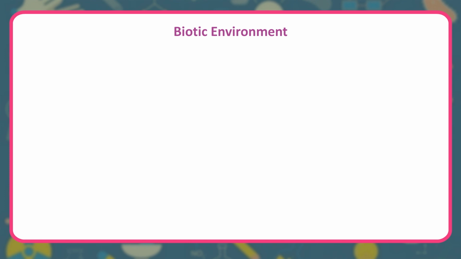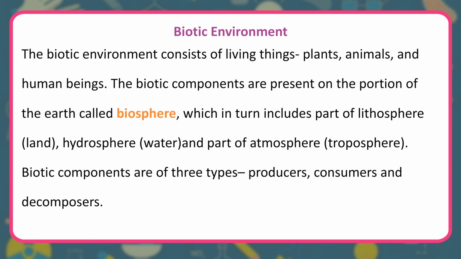Biotic environment. The biotic environment consists of living things: plants, animals, and human beings. The biotic components are present on the portion of the earth called biosphere, which in turn includes part of lithosphere (land), hydrosphere (water) and part of atmosphere (troposphere).